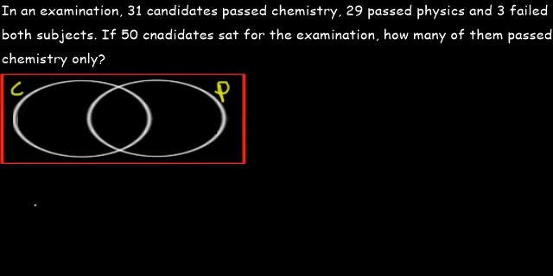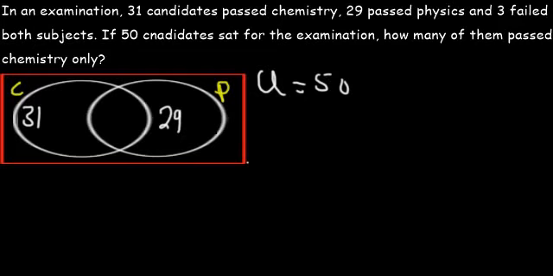Can anyone figure out the universal set in this particular problem? That should simply equal 50, because they said 50 of the candidates sat for the examination. The first circle represents those that passed chemistry, while the second one represents those that passed physics. They said 31 passed chemistry, so we have 31. While for physics, it is 29. They said 3 failed both subjects.